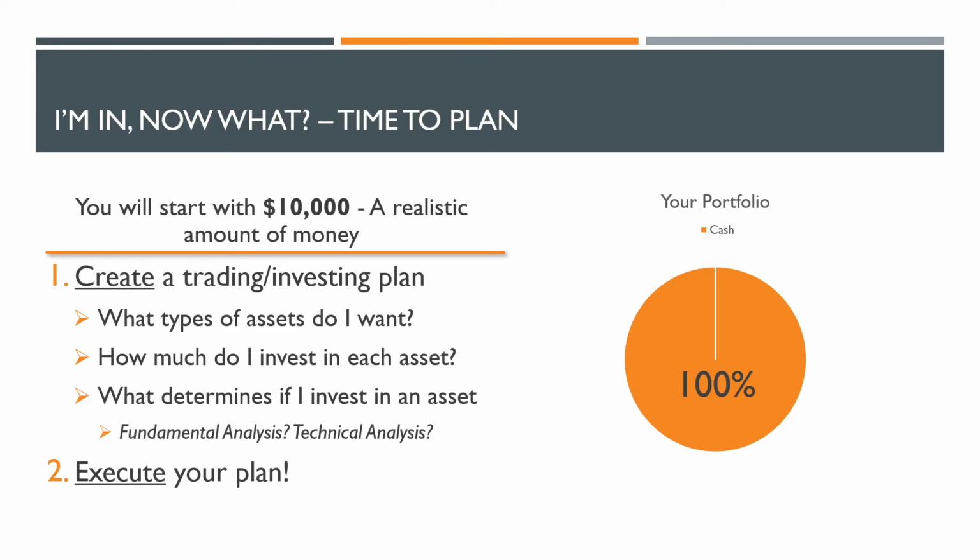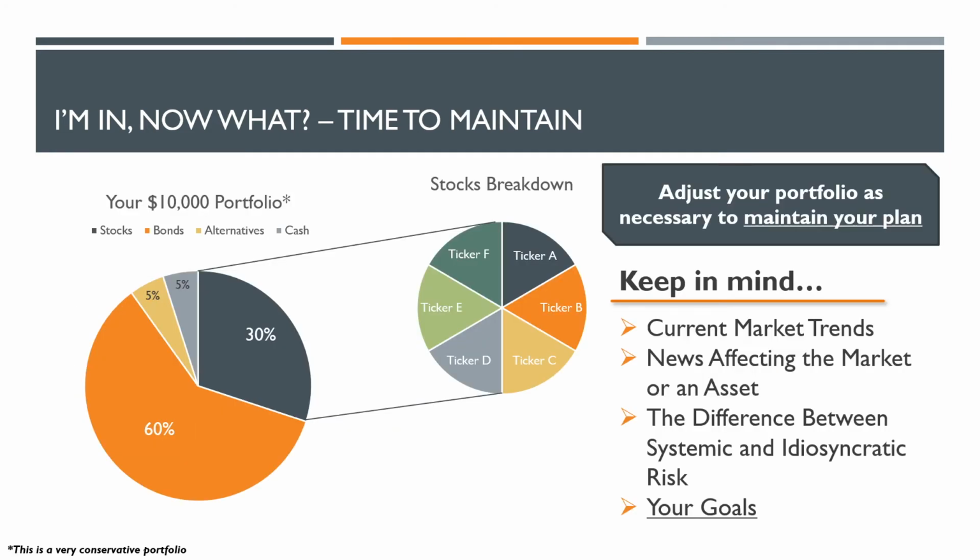What type of assets do I want? How much do I want to invest in each of those assets? And then what determines if I invest in an asset? Are you going to do some fundamental analysis over specific companies, or are you going to do technical analysis over entire sectors? Things like that. And once you have that plan, it's time to execute that plan.